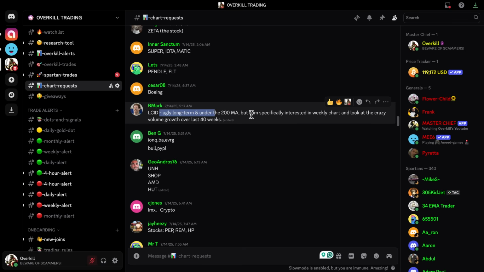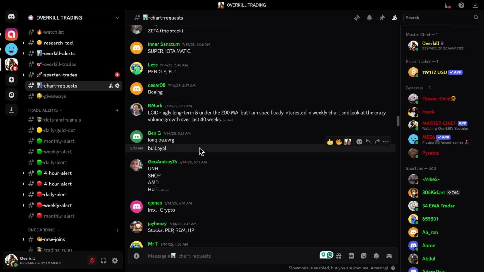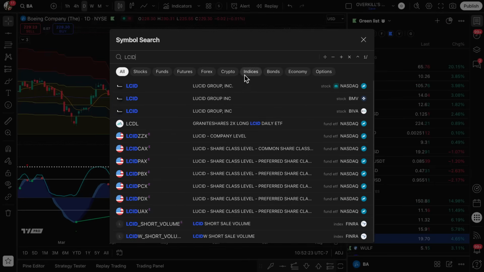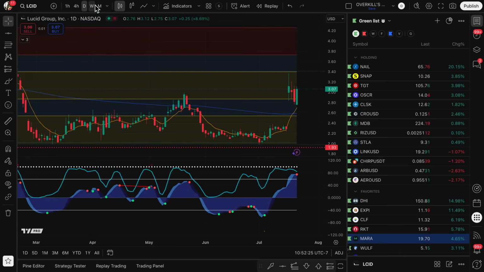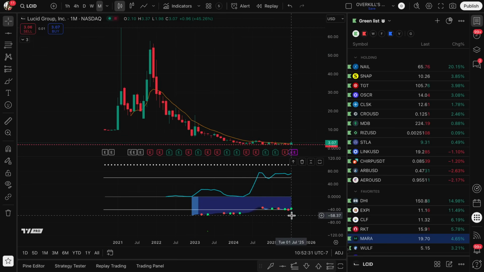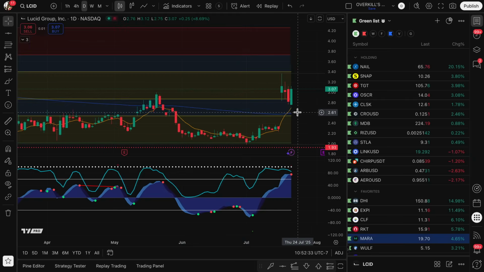LCD, ugly long-term under the 200 moving average, but I am specifically interested in the weekly chart and looking at the crazy volume over the last 40 weeks. Lucid is a car manufacturer, I believe. And yeah, the weekly is pumping. I don't have the volume indicator on my chart anymore, but it does have a monthly green dot. So that one does look very interesting.